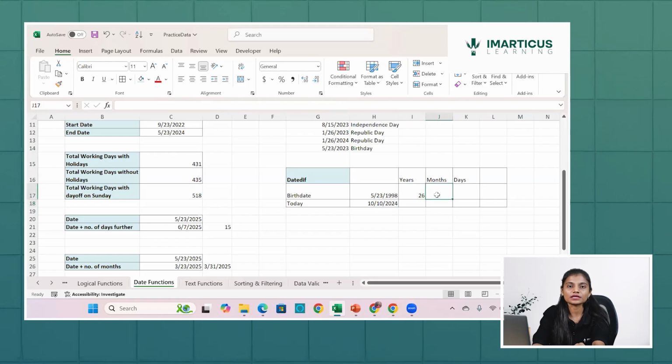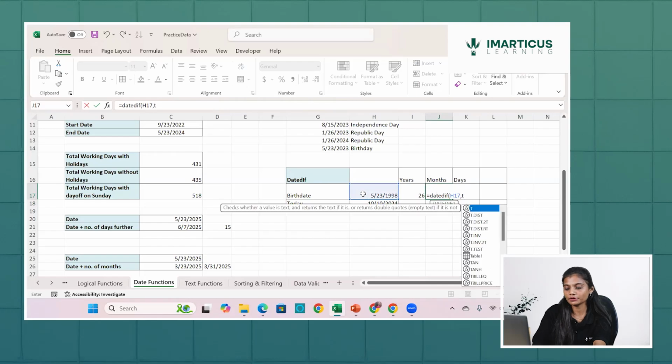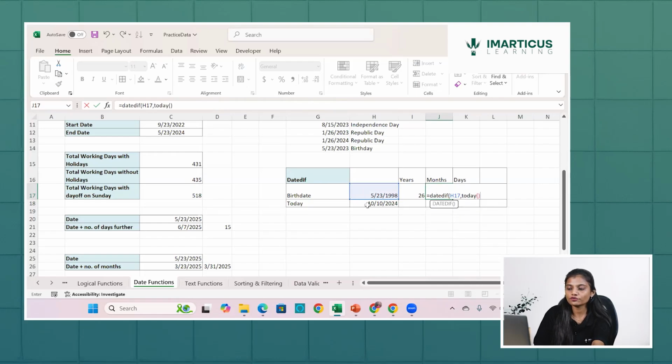Now if someone asks me how many months are completed to you, I'll write DATEDIF again, and here I'll mention the birth date and today, because I want to find with respect to today. If I want to find on the basis of a given day, instead of today I'll select that date. And with respect to what do I want to find? With respect to months. So for years I wrote Y, for months I write M. From the day I was born till today, how many months have I completed? 316 months I have completed.